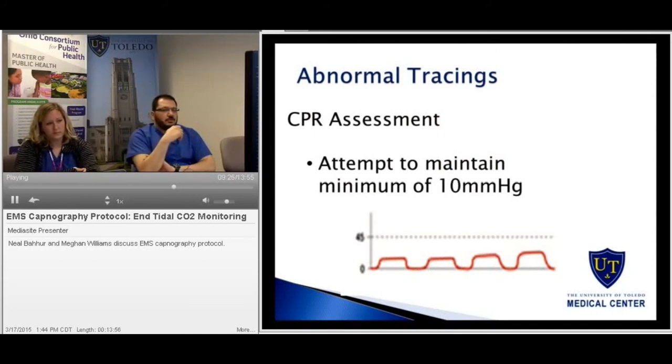This one here shows what you would expect in CPR, with at least 10 millimeters of mercury values here. This would indicate that you are at least performing CPR correctly.